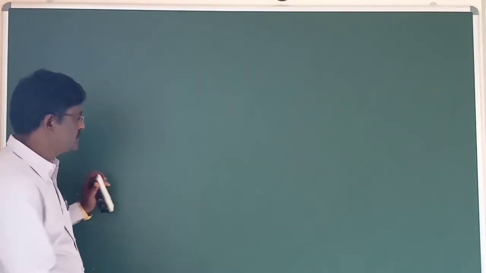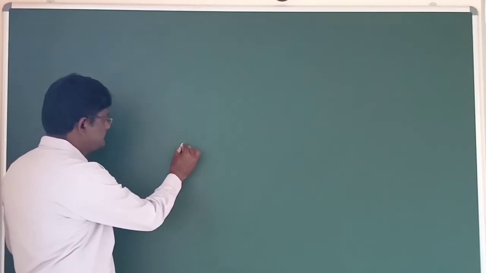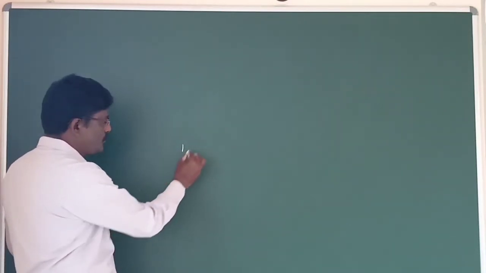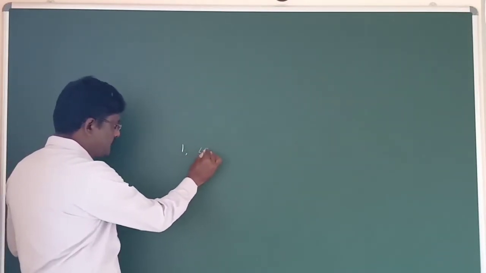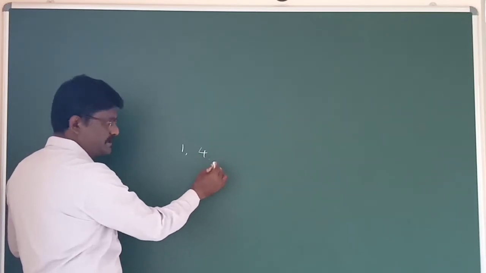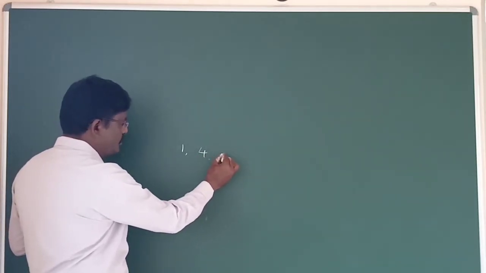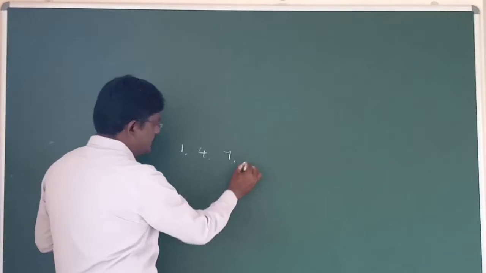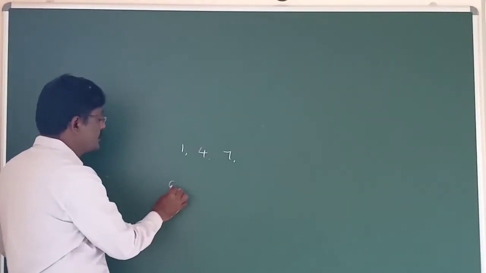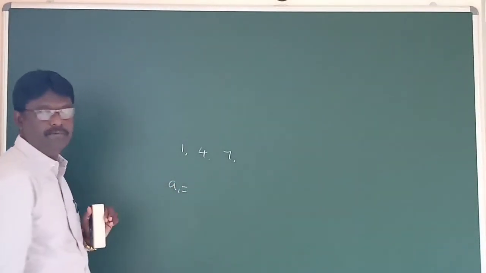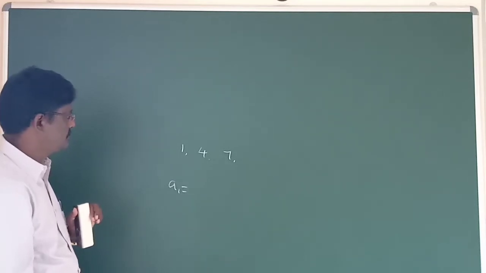Now, children, look at this example. Okay. 1, 4. I prefer this one, very common. 1, 4, 7. Okay, here. What is the first term? A1, 1.